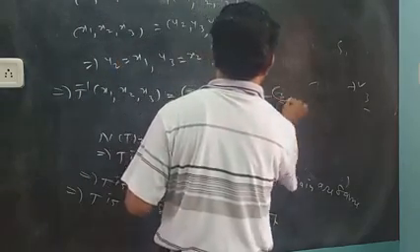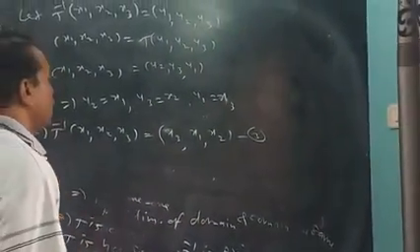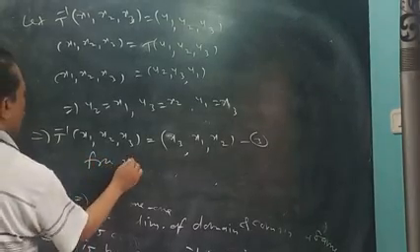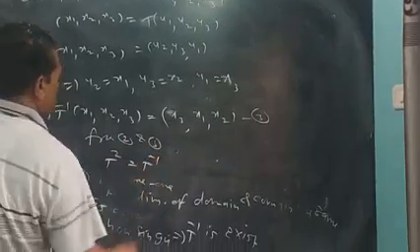Now check: we already have T square, and now T inverse. Comparing them, they must be equal. So from 2 and 3, T square equals T inverse. Verified.